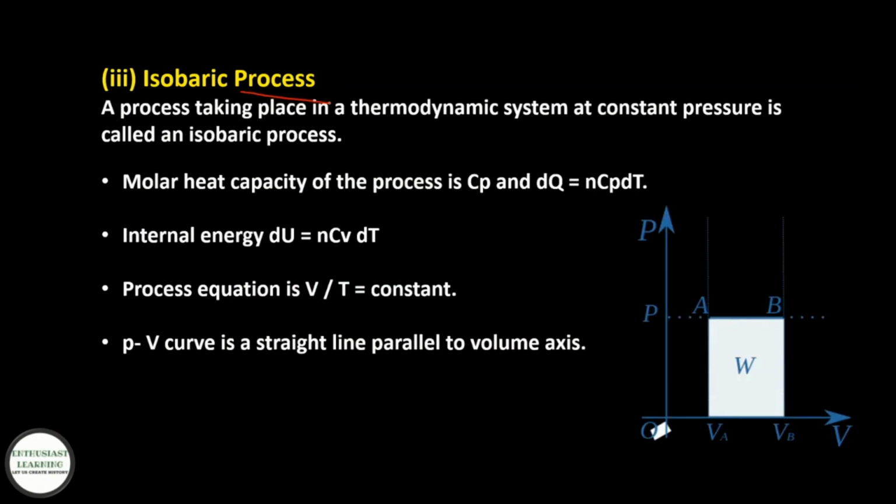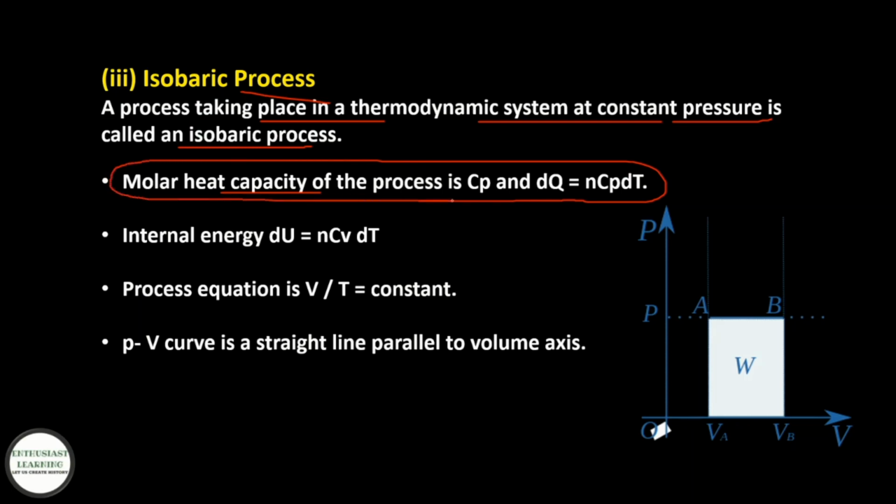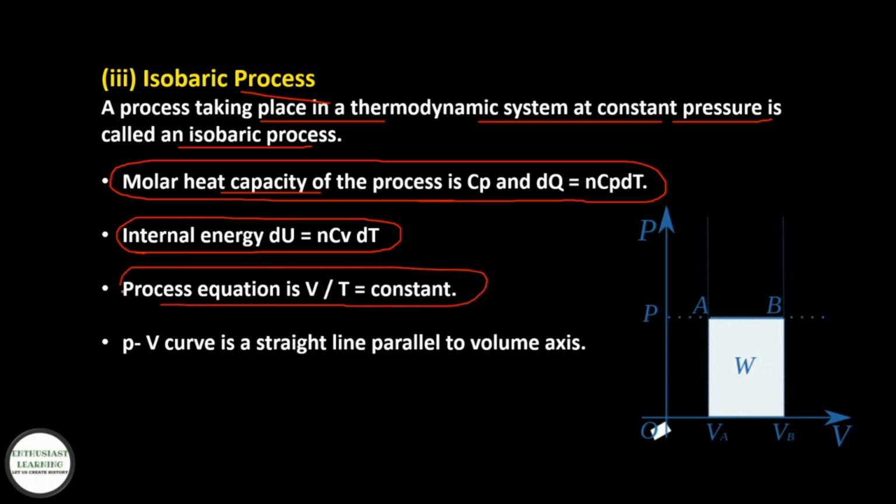Now, isobaric process. A process taking place in a thermodynamic system at constant pressure is called an isobaric process. Molar heat capacity of the process is Cp and dQ = nCpΔT. Internal energy dU = nCvΔT. Process equation is V/T = constant. The PV curve is a straight line parallel to the volume axis.